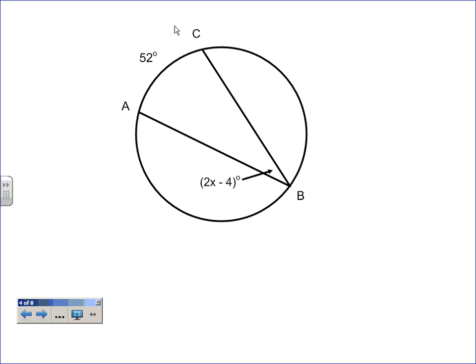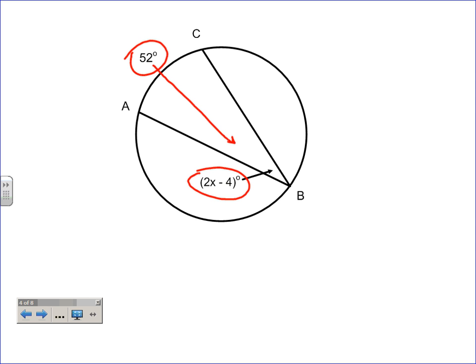Well, that's saying that arc AC up there is 52 degrees, and down here it's saying angle B is 2x minus 4 degrees. Should I set these two equal to each other? Should they be the same? No. Do we know how they're related, though? Yeah. Basically, we know this one in here better be half of that, right?